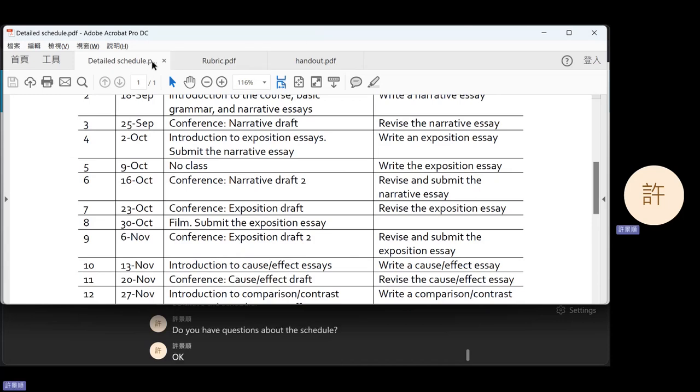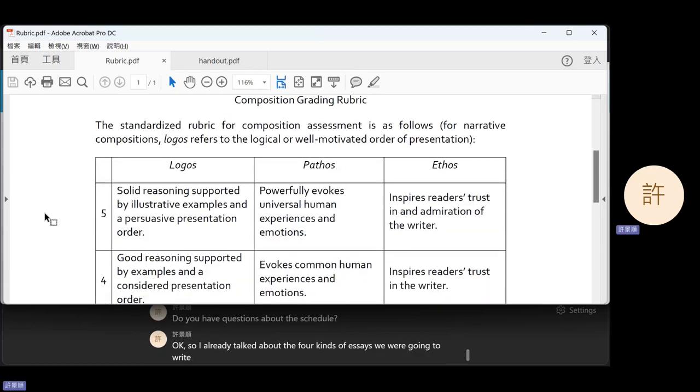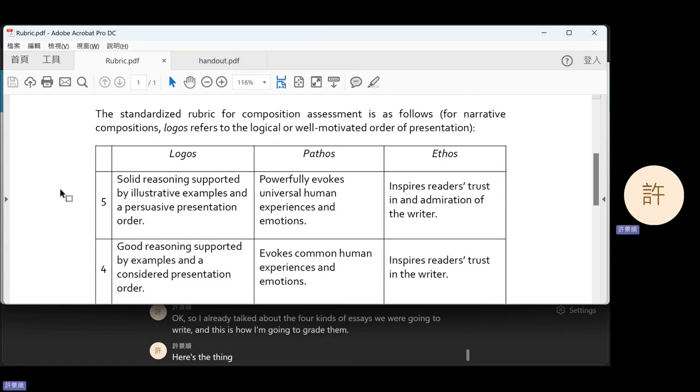Okay. So I already talked about the four kinds of essays we are going to write. This is how I'm going to grade them. Here's the thing. AI knows how to use correct English. Its grammar is almost perfect. Its vocabulary is quite expansive. The one thing that AI cannot do is sound like a human. And by that, I mean that when we write an essay, we can divide it into three different aspects.